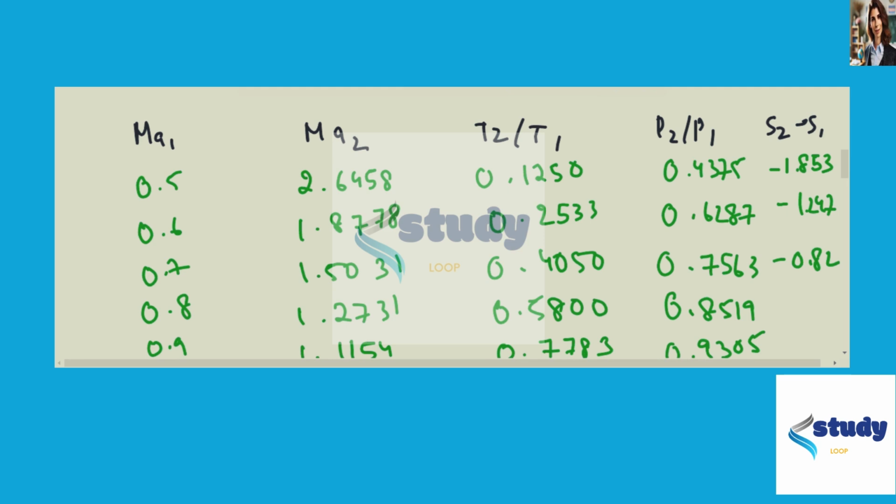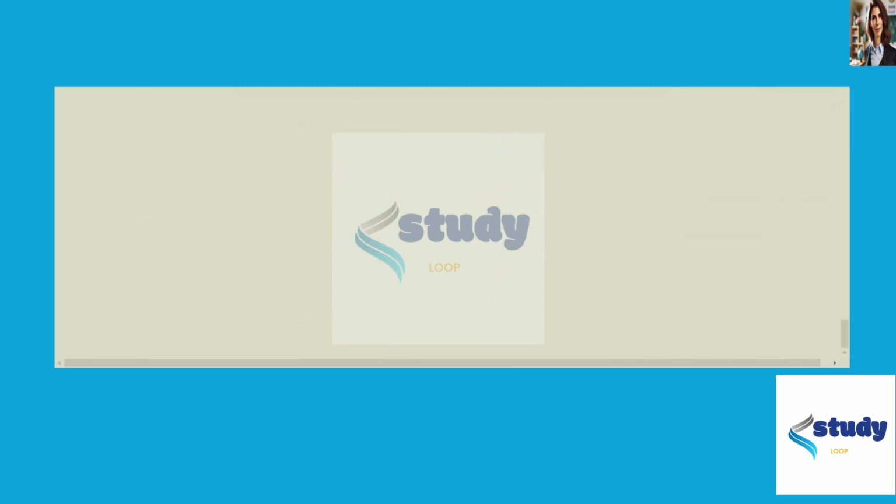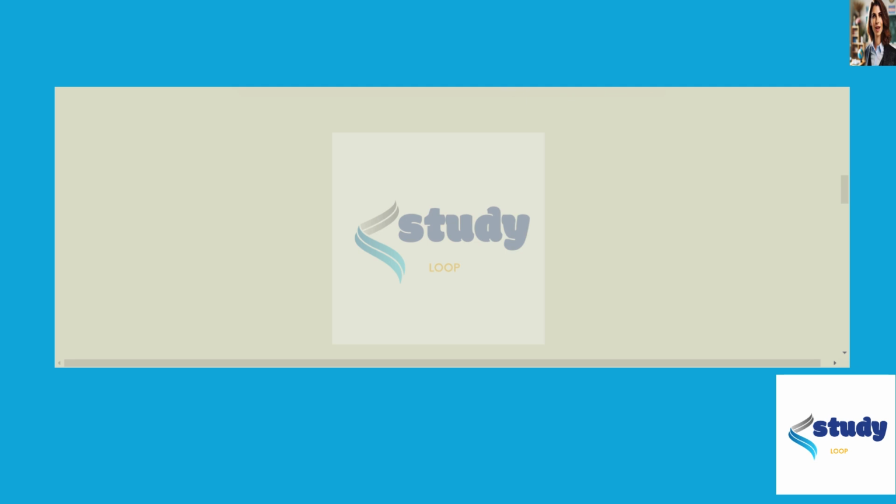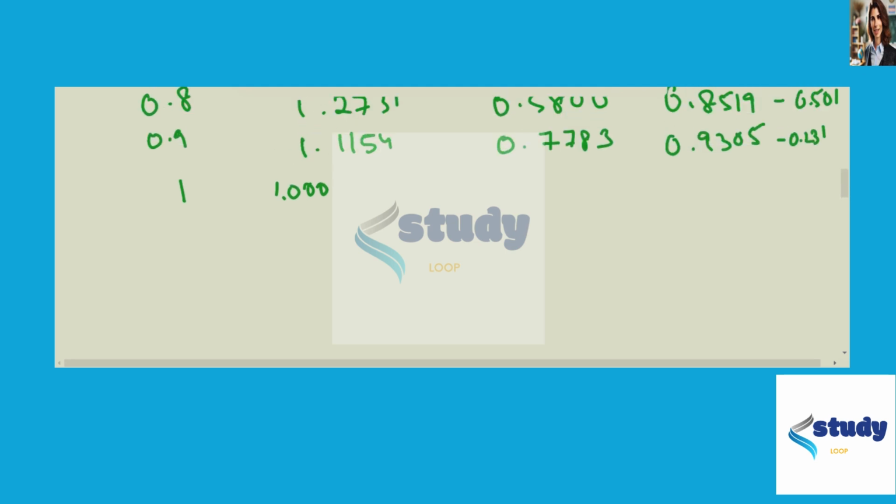minus 0.828, minus 0.501, this is minus 0.231. Then when we see for Ma1, if the value is 1, when it comes to 1, this also will be 1.000. Okay. Now this will also be 1.000 and this will be 0. So if you see, till here we have a negative value. We have a negative value for the entropy change.